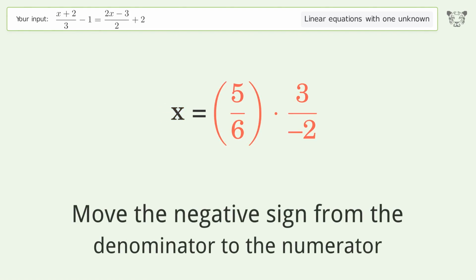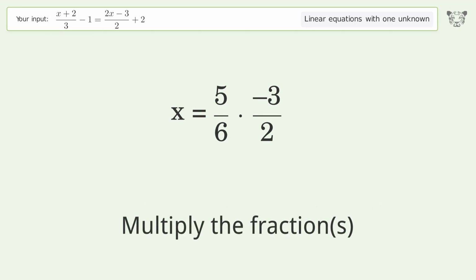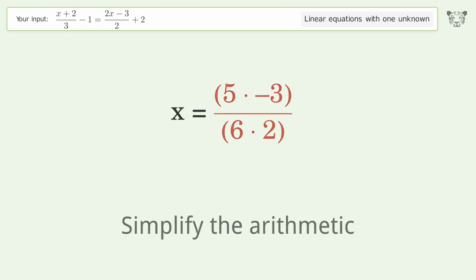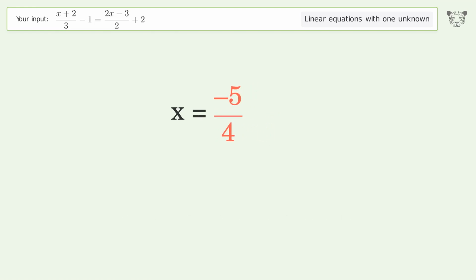Move the negative sign from the denominator to the numerator. Multiply the fractions. Simplify the arithmetic. And so the final result is x equals -5/4.